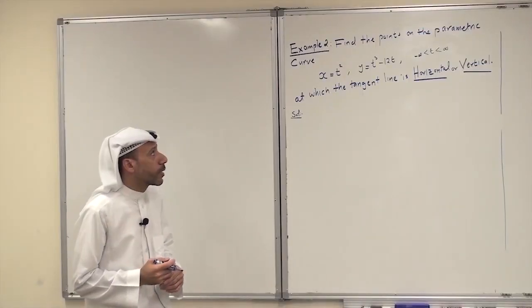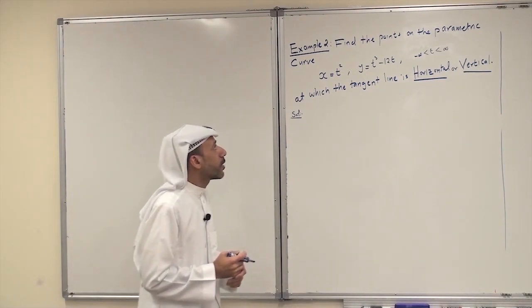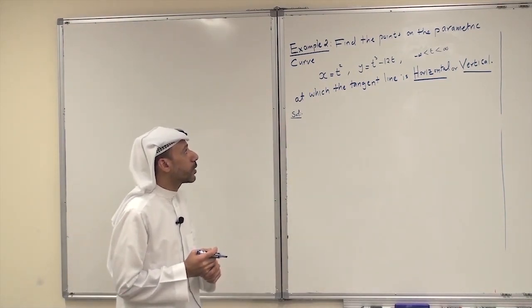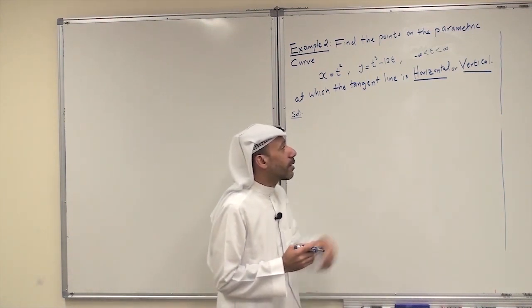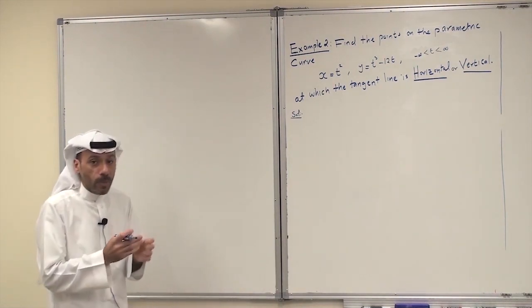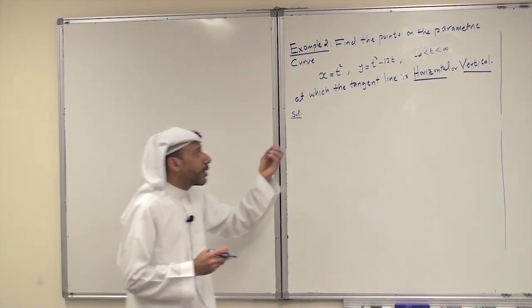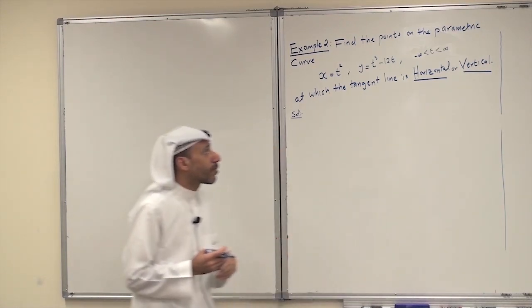We consider the following example. Find the points on the parametric curve given by the given parametric equations at which the tangent line is horizontal or vertical. The problem is about tangent lines and situations at which the tangent is horizontal or vertical.